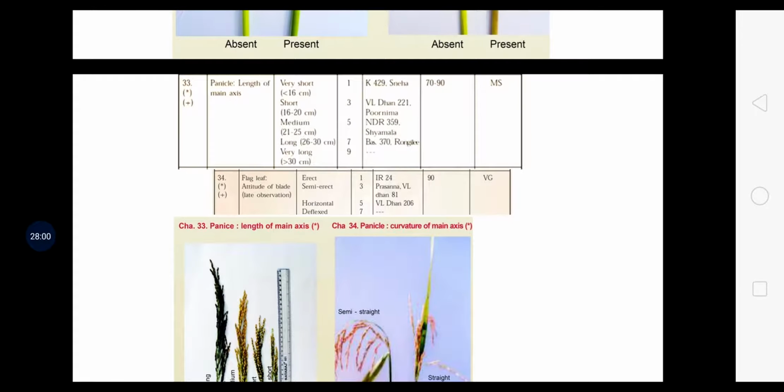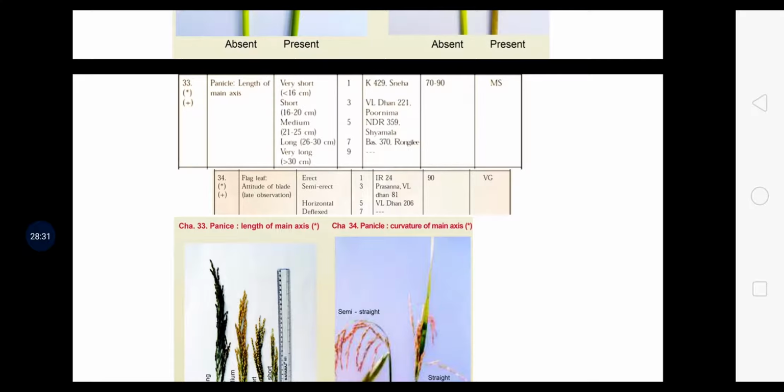33rd characteristic is panicle length of main axis. Panicle means where we get the flowers and grains, especially the grains. It is divided into very short, less than 16 centimeters, scored as 1. Short, 16 to 20 centimeters, scored as 3. Medium is 21 to 25 centimeters, scored as 5. Long is 26 to 30 centimeters, scored as 7, and very long is more than 30 centimeters, scored as 9.